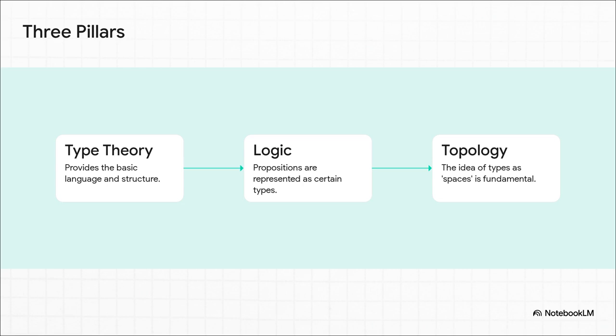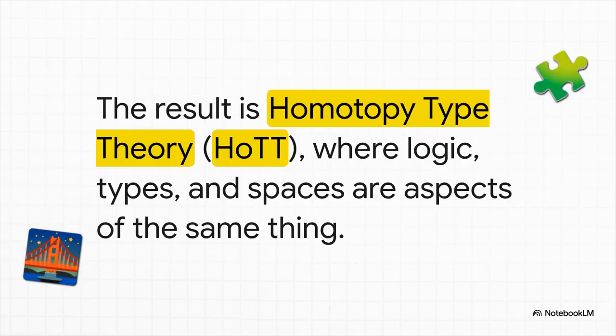Those types can be treated as spaces, like actual shapes from topology, the study of shape and form. All of a sudden, a logical proof isn't just a boring string of symbols on a page, it has a shape. It has a geometric form. How cool is that? And this beautiful, unified framework, it has a name. It's called Homotopy Type Theory, or just HoTT for short.